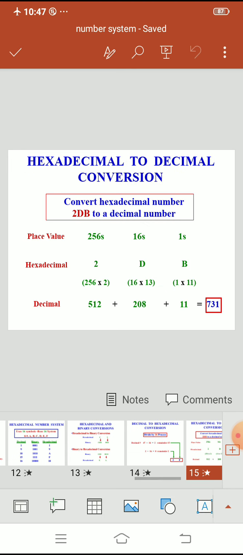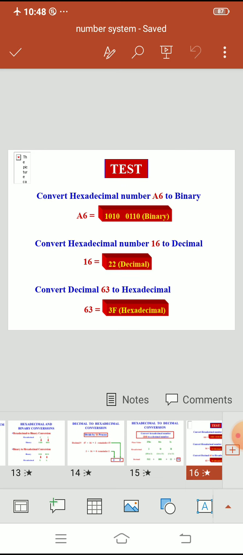Hexadecimal to decimal conversion. Convert hexadecimal number 2DB to a decimal number. The place values are 256, 16s, then ones. For hexadecimal value 2DB, that is 256 times 2, 16 times 13, 1 times 11. That is equal to 512 plus 208 plus 11, which is equal to 731. Test.